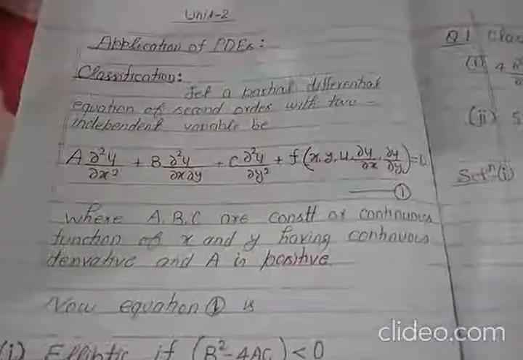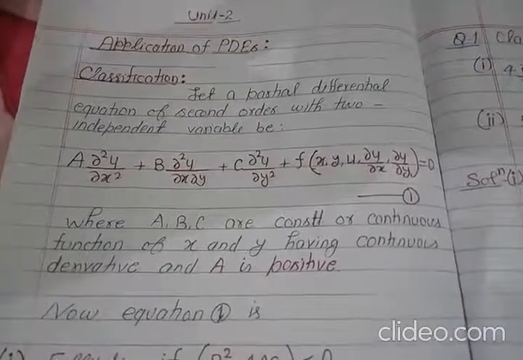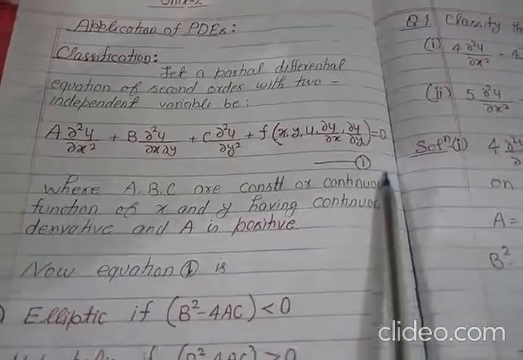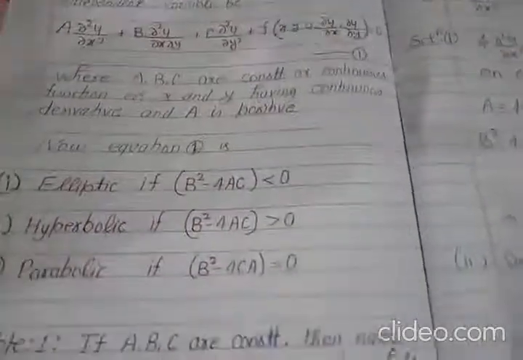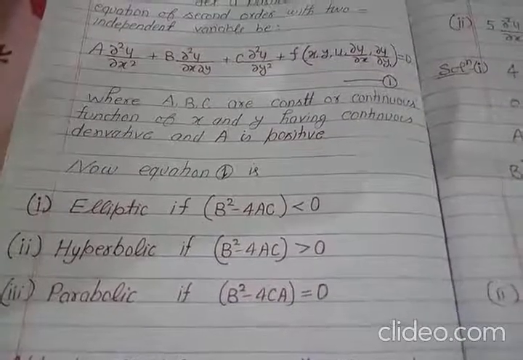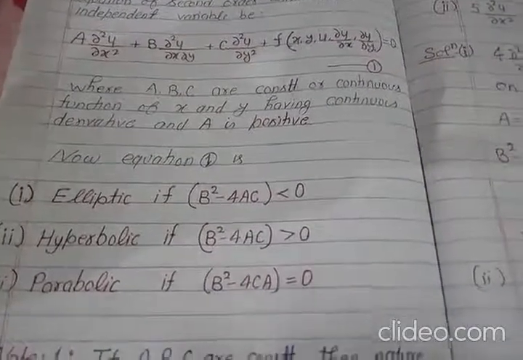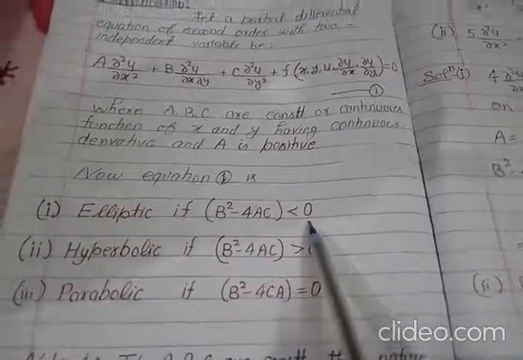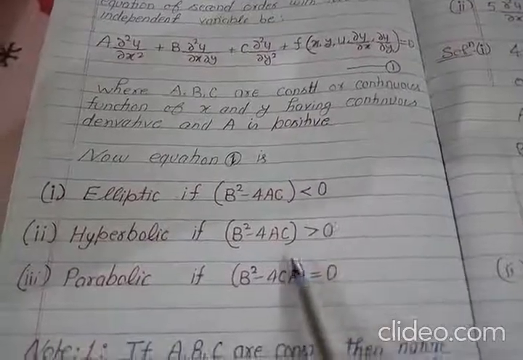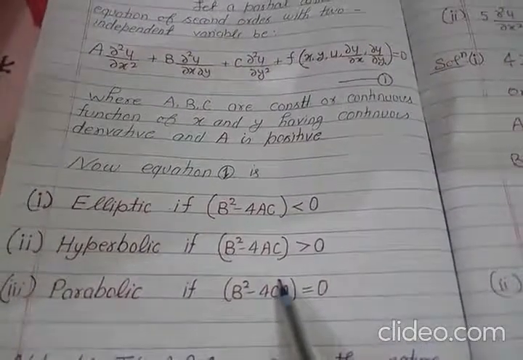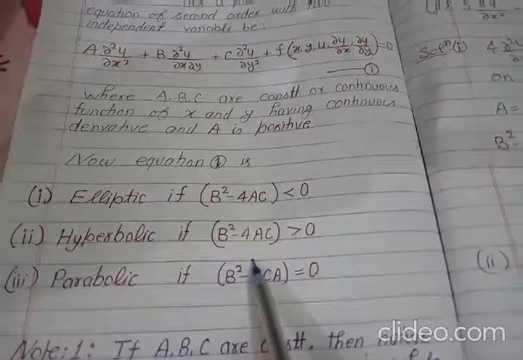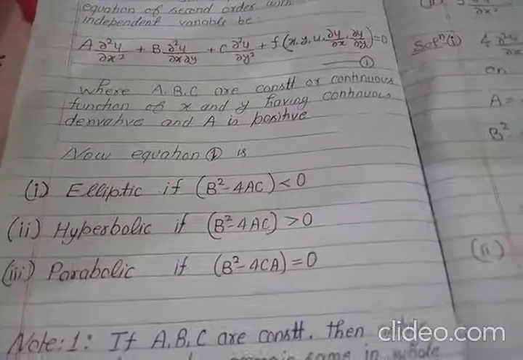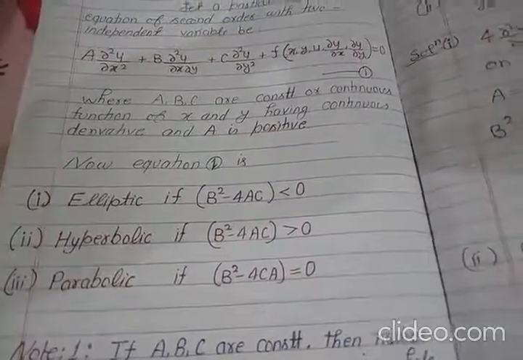Dear students, in the previous lecture we studied the partial differential equation of the type equation 1, and we diagnosed the nature of the differential equation. That was like this: if b square minus 4ac is less than 0, then the nature of the equation is elliptic. If b square minus 4ac is greater than 0, then the nature of the equation is hyperbolic. And if b square minus 4ac is equal to 0, then the nature of the equation will be parabolic.